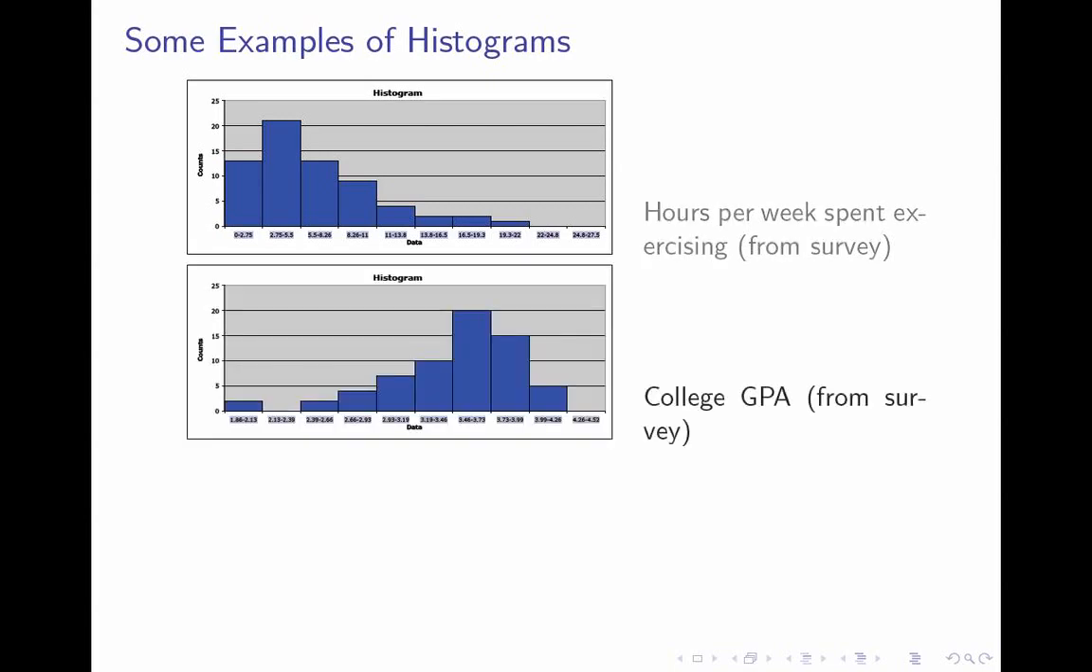Here's another example. Again, from a survey, I asked Math 217 students what their GPA was in college. Here's the histogram, and you can see it looks pretty much like the mirror image of that. It's still got a peak, but now the peak is on the right side, and the long tail is on the left side. What is that saying? That's saying that college GPAs tend to be on the high side. You can see that most of the data goes from 3 to a little over 4.